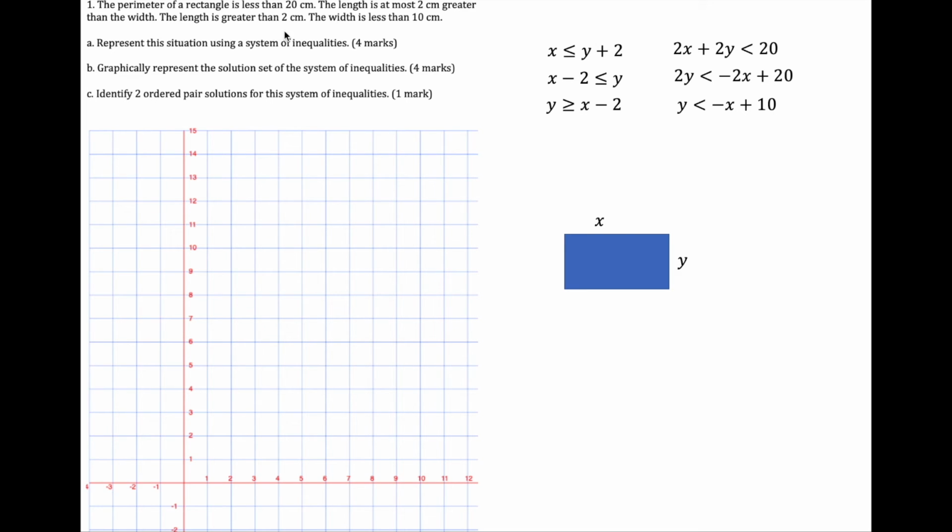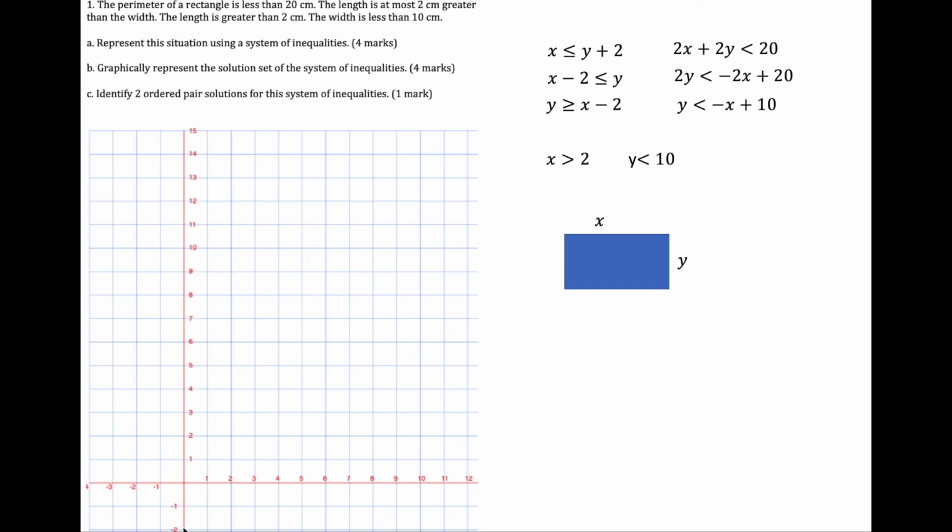The length is greater than 2 centimeters. The length is x. x is greater than 2. The width is less than 10. y is less than 10. I'm going to graph all these. I'm going to start with this one. My b value is negative 2. That's way down here, negative 2. My slope is 1. The numerical coefficient of x is 1, which is 1 over 1.